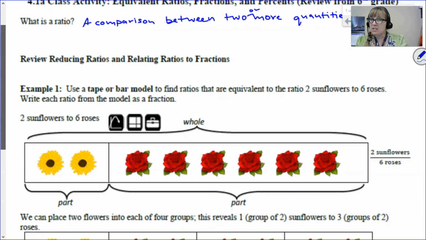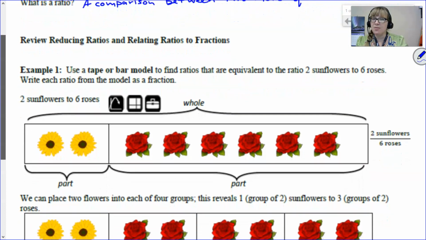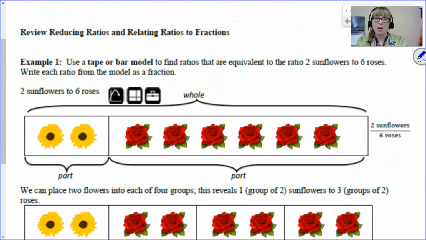Again, this is a review of 6th grade material, so I understand if this is familiar to you, but our assessment results show that we probably should go back and review this before diving into proportions. Taking a look at this, it says, example 1, use a tape or bar model to find ratios that are equivalent to the ratio 2 sunflowers to 6 roses. Now, that is what we should do.